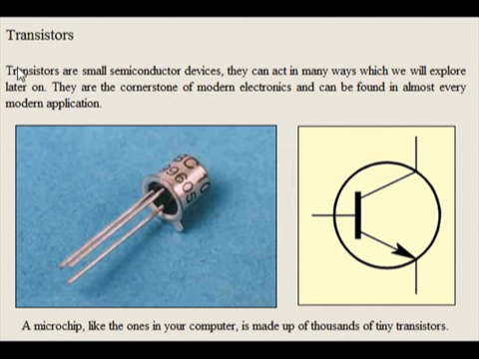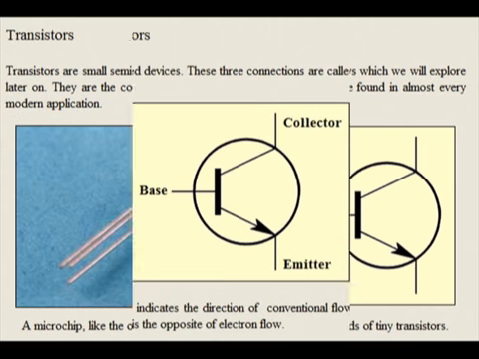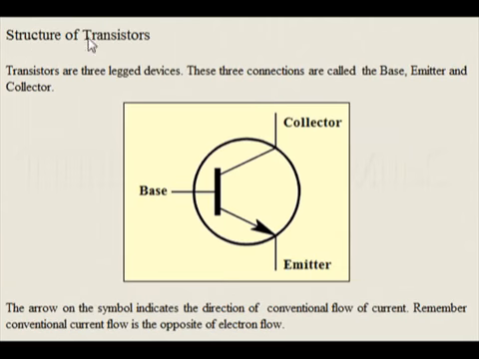Transistors. Transistors are small semiconductor devices. They can act in many ways, which we will explore later on. They are the cornerstone of modern electronics and can be found in almost every modern application. Structure of transistors.